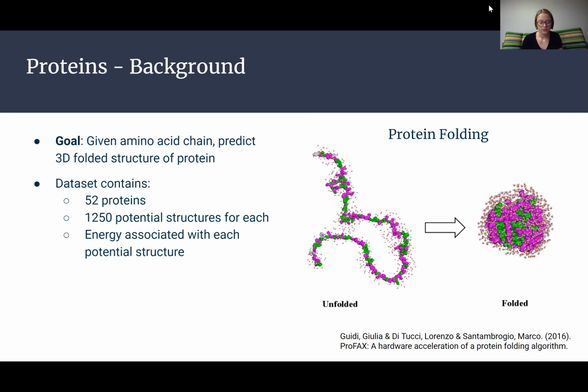So this data set that we're looking at has 52 different proteins, where the protein is an amino acid chain, and 1,250 potential 3D structures for each of those chains. It also gives us the energy associated with each of those final structures. And our goal here is to take that amino acid chain that we're given and predict which of those many potential structures it will actually end up taking on.